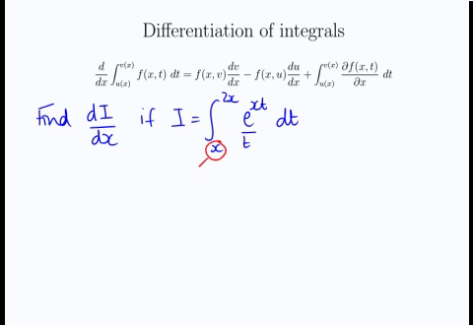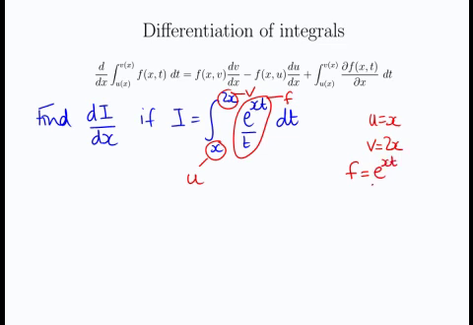I've got u there, the lower limit, u is x. The upper limit v is 2x. And the integrand f is a function of x and t, and it is e to the xt divided by t. So let me now apply the formula, although once I've done so I'm going to have to do a lot of simplification afterwards.